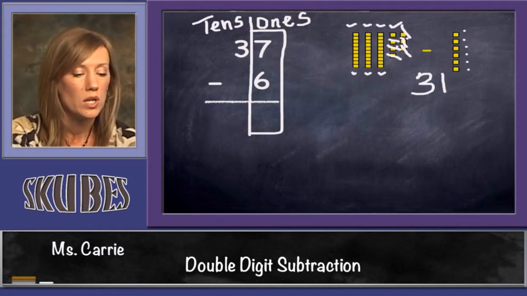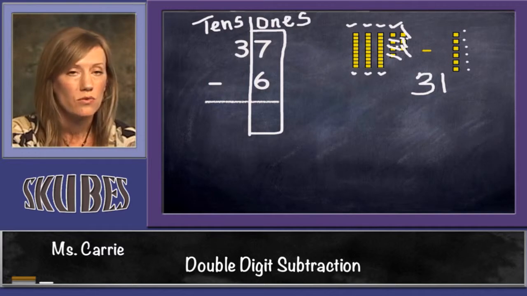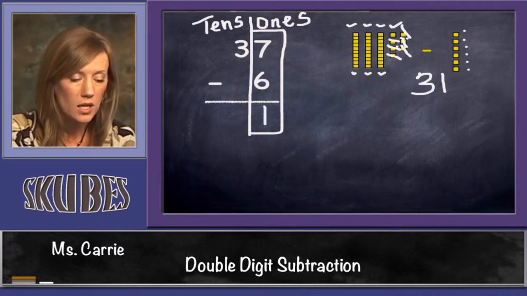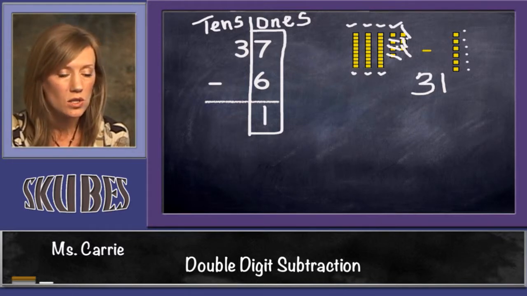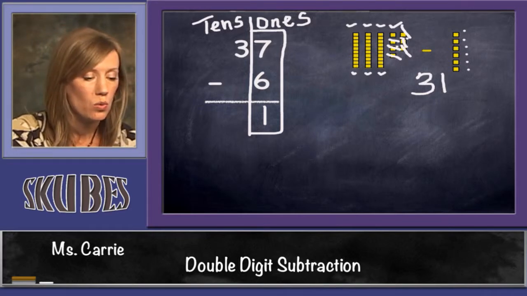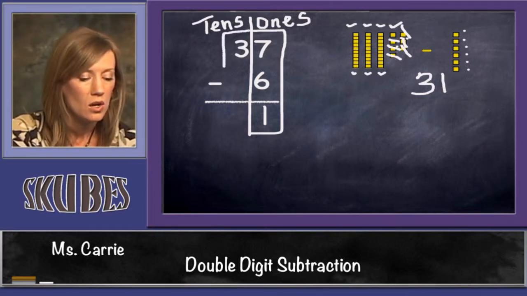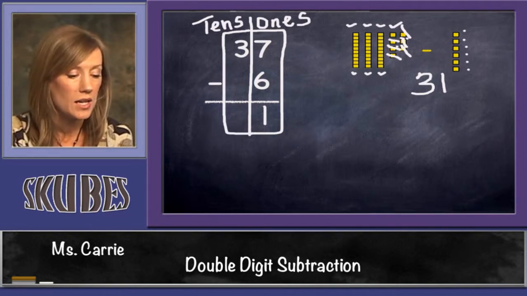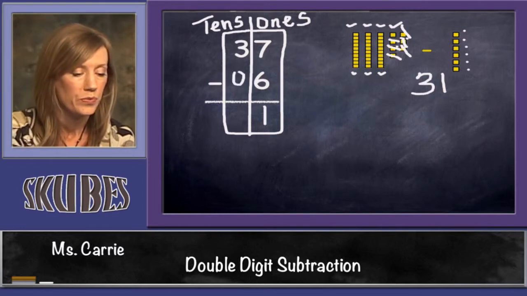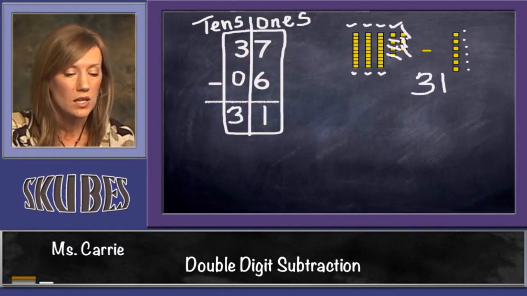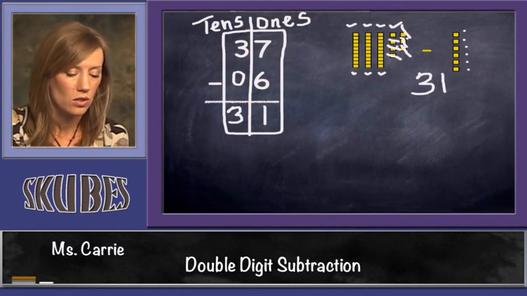So the first thing we want to do is minus 6 from 7. 7 minus 6 is 1. And you want to make sure you put your answer right underneath that ones place. Now when we're done with the ones, we're going to move over to the tens place. We have 3 minus nothing, which is the same as 3 minus 0. That equals 3. And we're right because our answer here matches our answer with our picture.